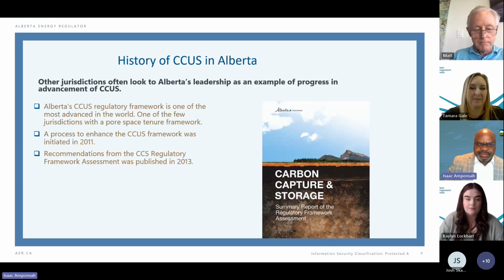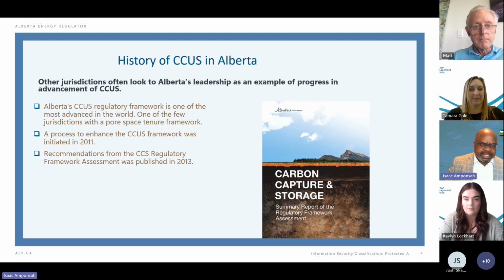So when it comes to the history of CCS or CCUS in Alberta, what I like to point out is that the regulator has been in existence for over 80 years. And our oil and gas regulatory framework is the foundation for how we regulate the oil and gas industry. And the CCS regulatory enhancement is built upon the existing oil and gas framework.